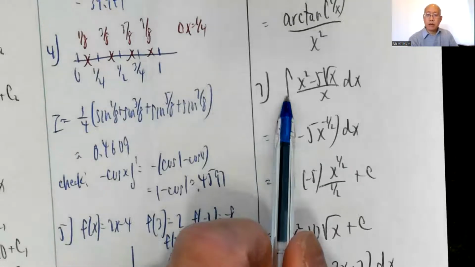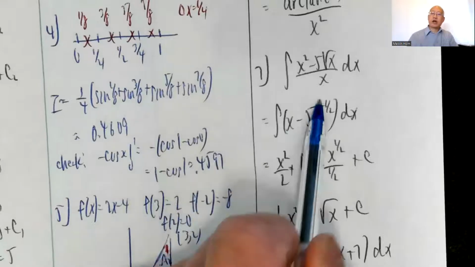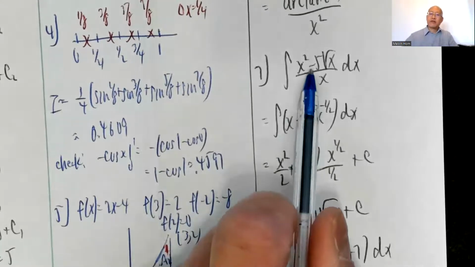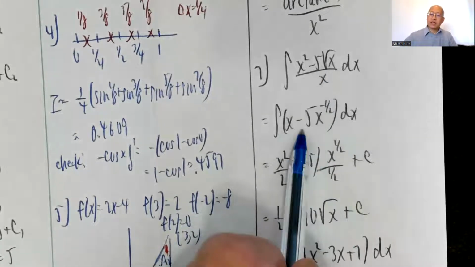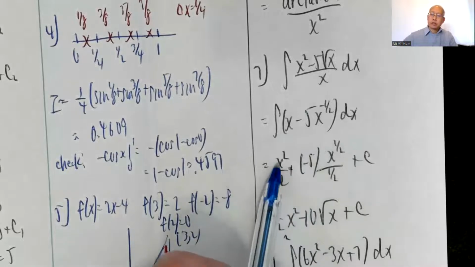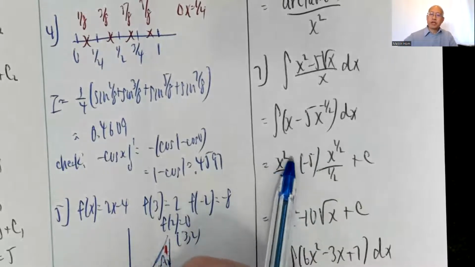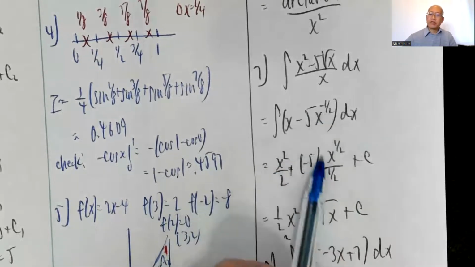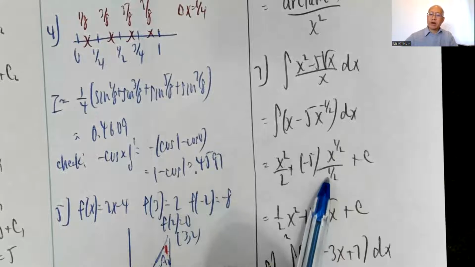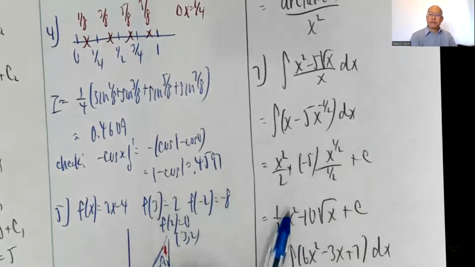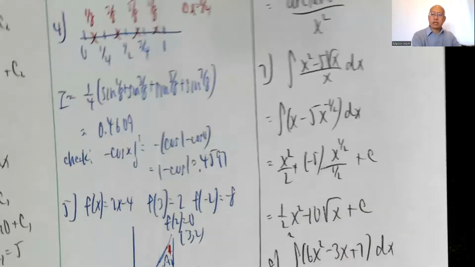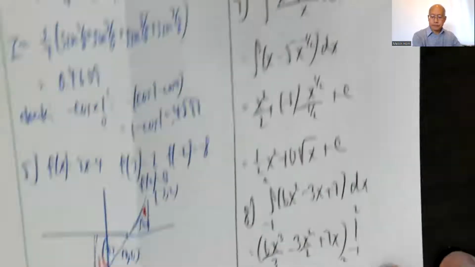Number 7, divide through: x squared divided by x is x. 5x to the 1/2 divided by x is 5x to the negative 1/2. So that's going to be x squared over 2 minus 5 times x to the 1/2 divided by 1/2. Dividing by 1/2 means multiplying by 2. So 1/2 x squared minus 10 radical x plus c.